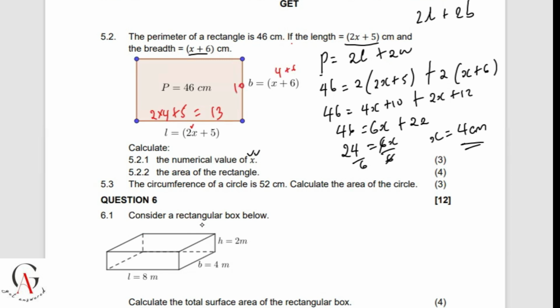That helps me in calculating 5.2.2, where they want the area. So we know that area is length times the width, or length times the breadth. This is 5.2.2.